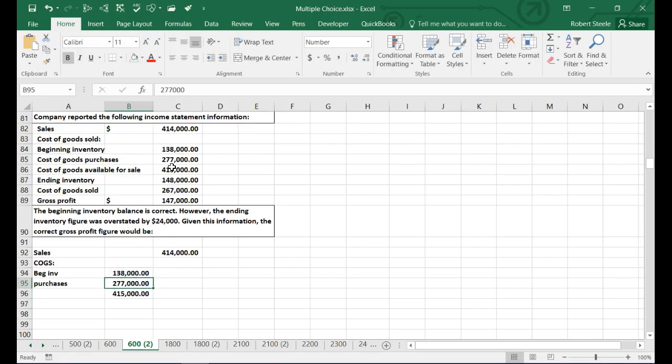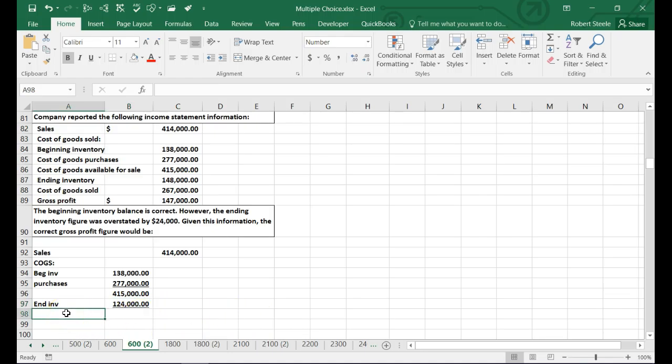I'm going to go ahead and underline this number, home tab, font, underline. So all we did was take the 138 plus the 277 to get what is available. And then we have the ending inventory, and this is where the problem happened. They're saying that this number is too high. It's overstated. So therefore, we've got to reduce that number by the 24,000. So I'm just going to take this number, ending inventory 148,000 minus 24,000 to get the correct number after accounting for the overstatement. And that'll give us this 124,000.